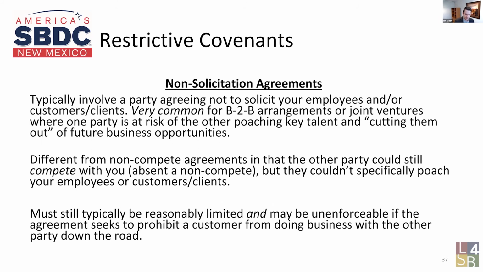Non-solicitations are actually very different from non-competes. They get lumped in and conflated a lot of the time, but they're very different. You see these in employment agreements, independent contractor, vendor agreements, and very commonly in B2B, business-to-business arrangements, or joint ventures, where the parties are sharing information about their clients, their employees, et cetera. A non-solicitation agreement is an agreement not to poach. You're agreeing not to try and lure that party's employees or customers or clients away from them. It's not the same thing as agreeing not to employ their employees if they independently leave and then come to you, but it's agreeing not to poach them.